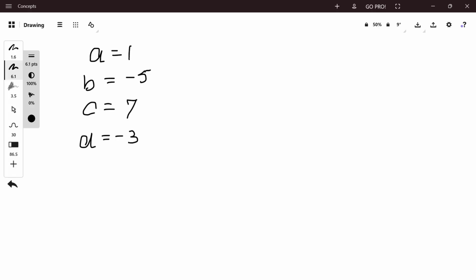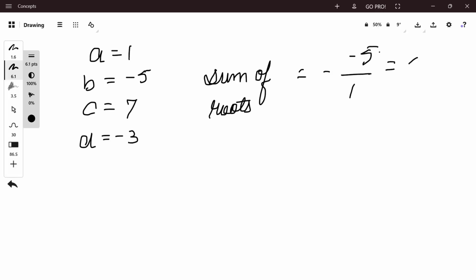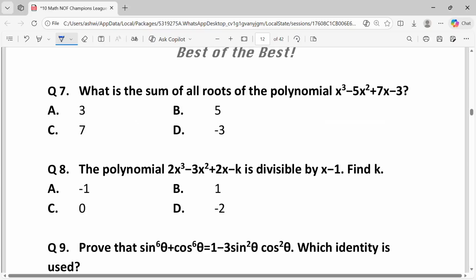Substituting the values of a and b into the formula, the sum of roots is equal to minus (minus 5) upon 1, which is equal to 5. From the given options, the answer is B, 5.